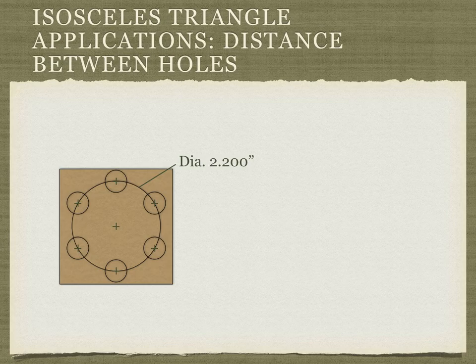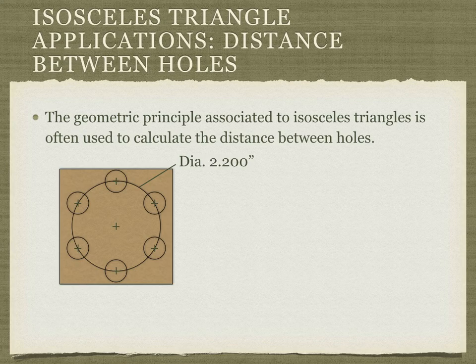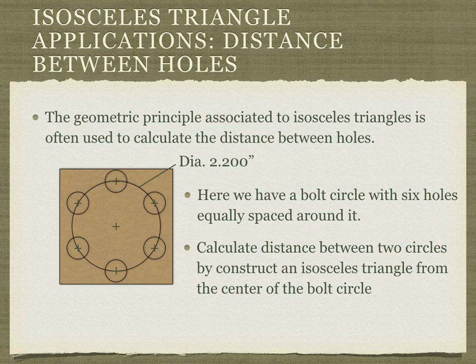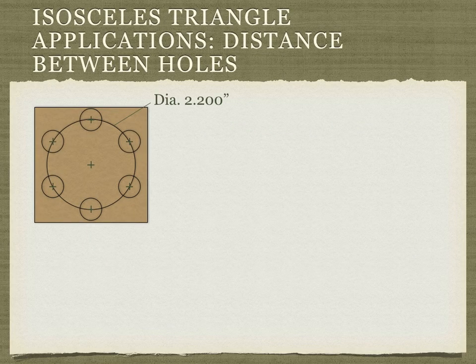We're looking for the distance between two holes. Often this is done by using the isosceles triangle principle. Here we have a bolt circle with 6 holes equally spaced around it. We calculate the distance between the two circles by constructing an isosceles triangle from the center of the bolt circle.